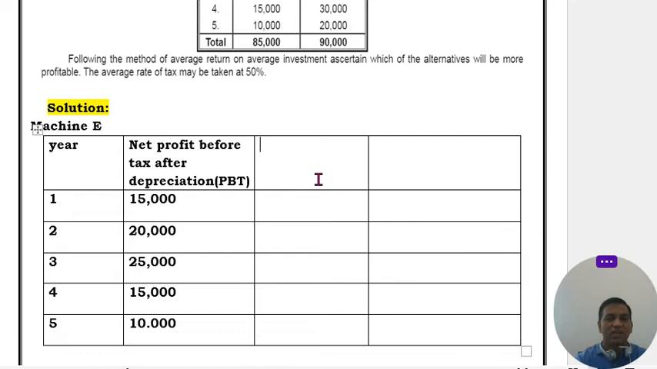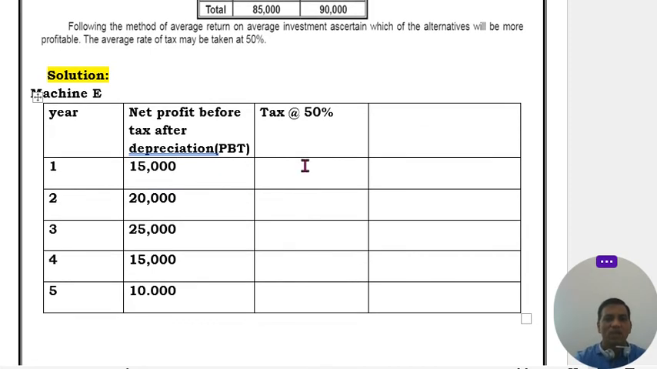Now the tax rate is 50%. Average tax 50%. So from this value calculate 50%. 50% on 15,000 is 7,500. 50% on 20,000 is 10,000. 50% on 25,000 is 12,500. 50% on 15,000 is 7,500. 50% on 10,000 is 5,000.